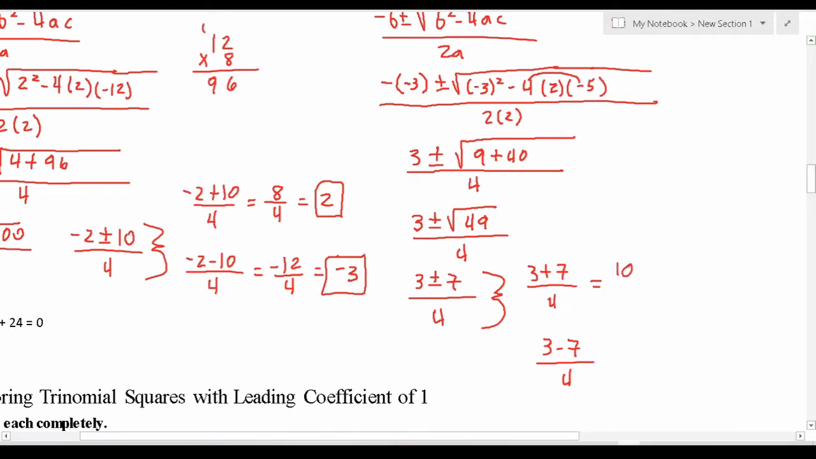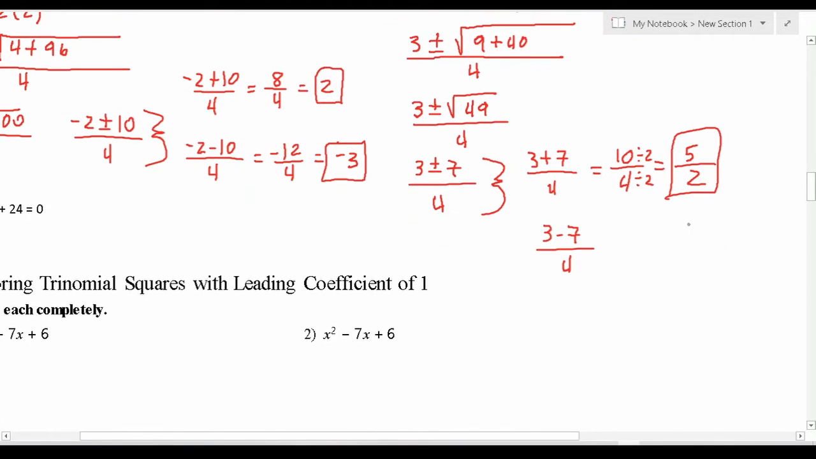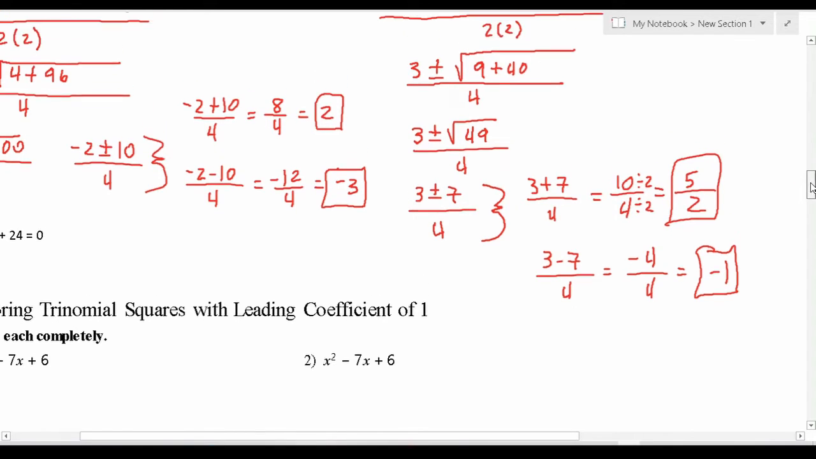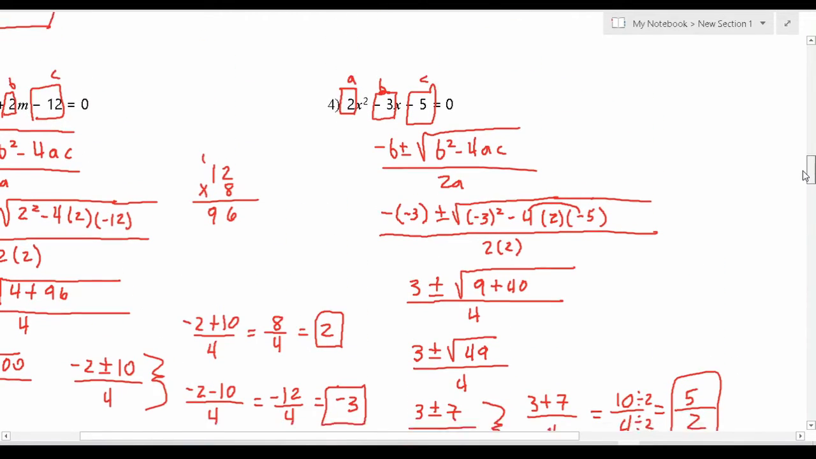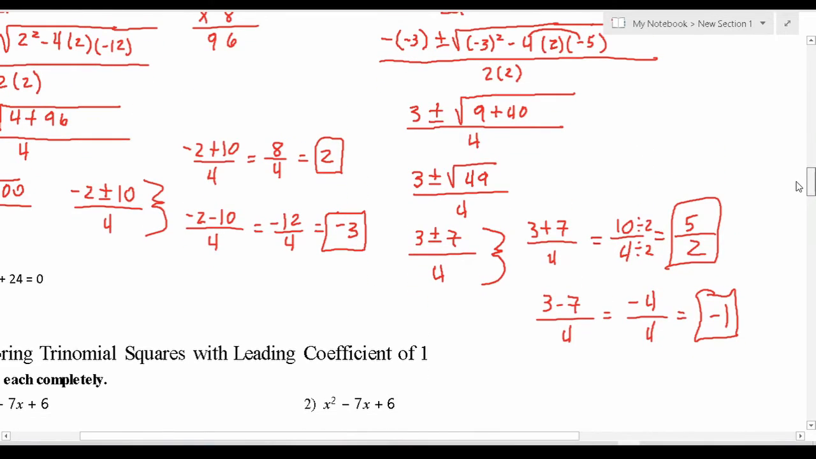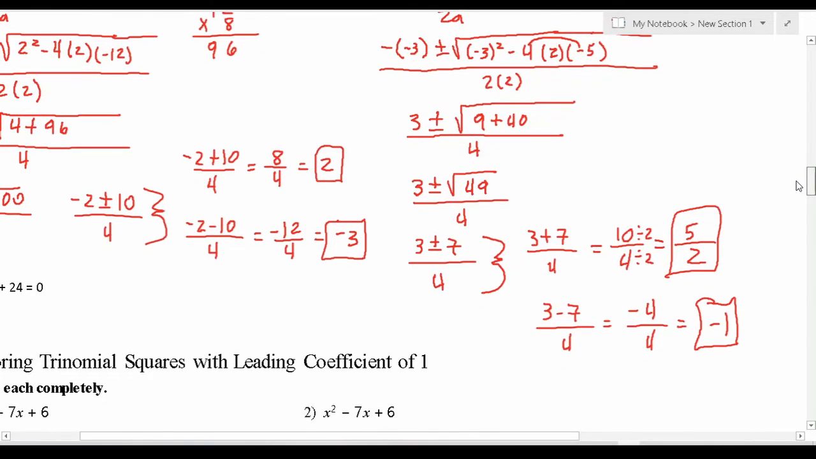3 plus 7 is 10 over 4. If we divide top and bottom by 2, we can see that reduces to 10 divided by 2 is 5, and 4 divided by 2 is 2. So our one solution is 5 over 2. 3 minus 7 is negative 4 over 4. Negative divided by a positive is going to be negative, so this is going to become negative 1. Therefore, our solutions to this one are 5 over 2 and negative 1. So again, this one has two solutions, specifically 5 over 2 and negative 1.